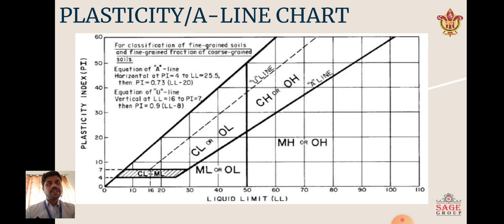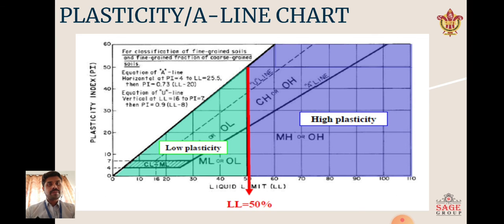This is the plasticity A-line chart which we get, in which you can see that if we divide this chart into two parts at a liquid limit equal to 50%, then if it is lower than 50%, it is low plasticity, and if it is higher, then it is high plasticity.